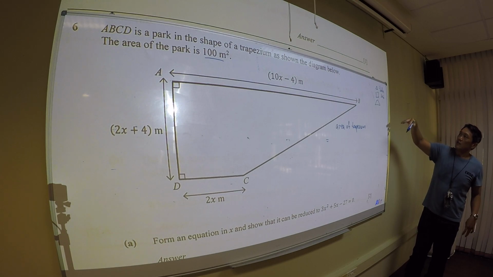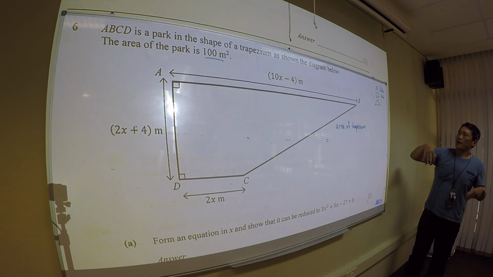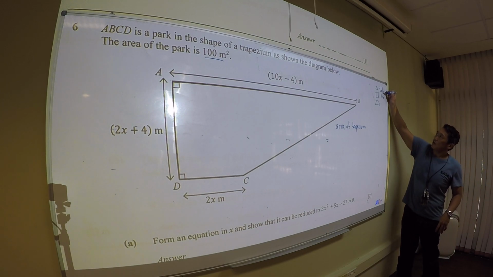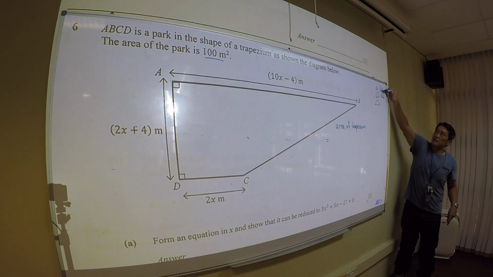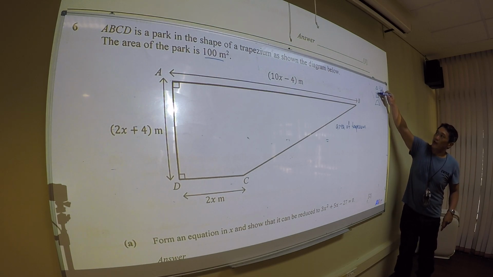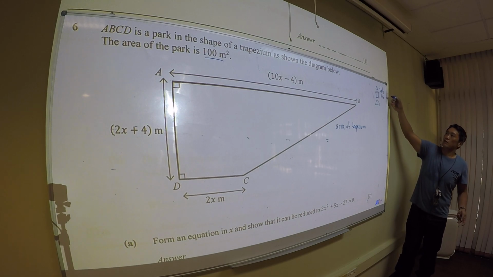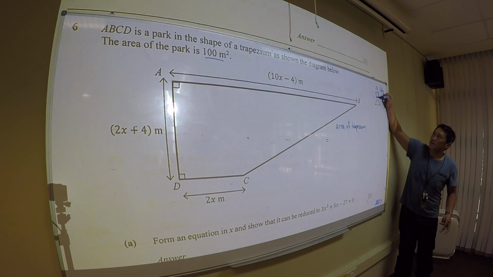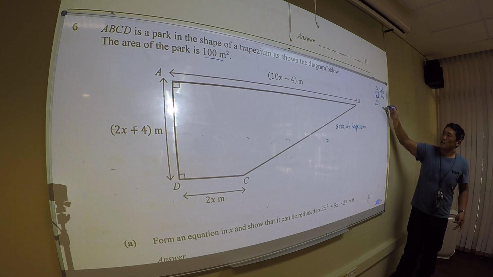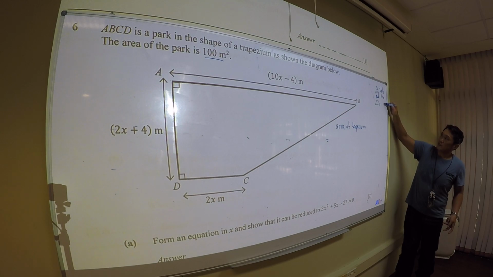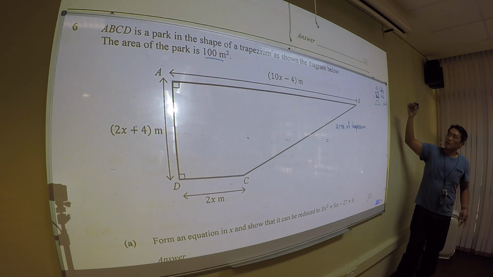Actually all these areas are following a very similar pattern. All of them are base times height. Just that a triangle is half of base times height. Square and rectangle is length times breadth, which is also base times height, as long as your length and your breadth are 90 degrees apart. Then a trapezium is also just base times height. Base and height must be 90 degrees apart.